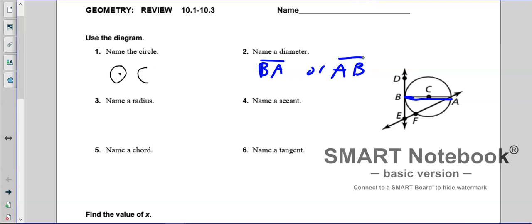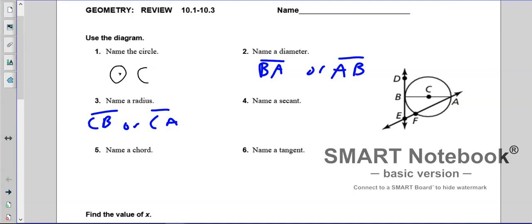Name a radius. Now, a radius goes from the center out. So we have CB or CA. Now, could you call those BC and AC? Sure. Since it's a segment, not a ray, it's not going in a certain direction, so that's fine. So either one of these are the radii.